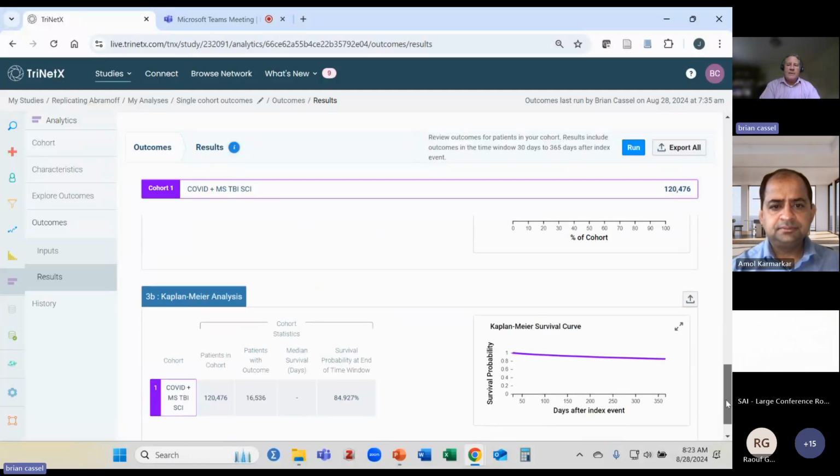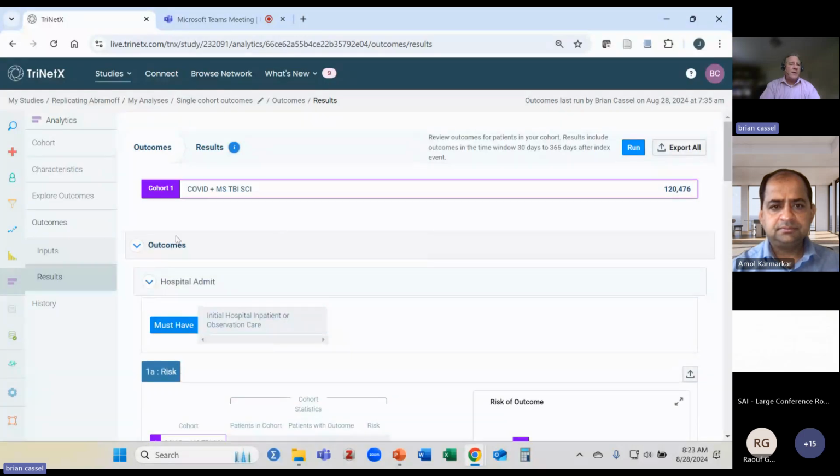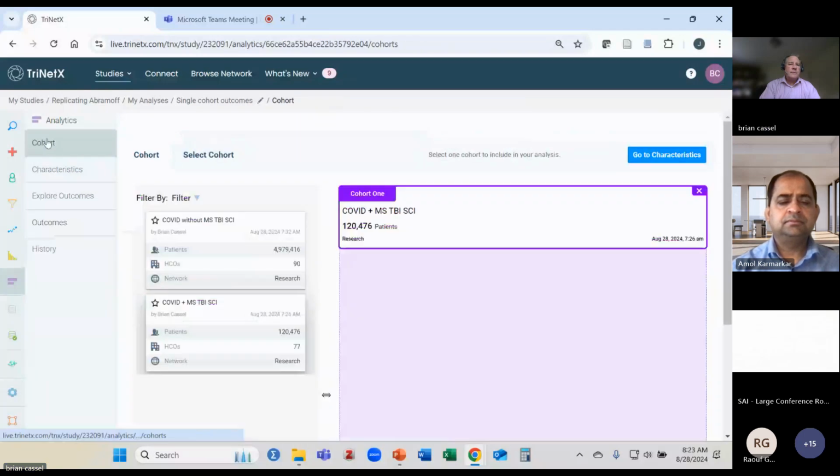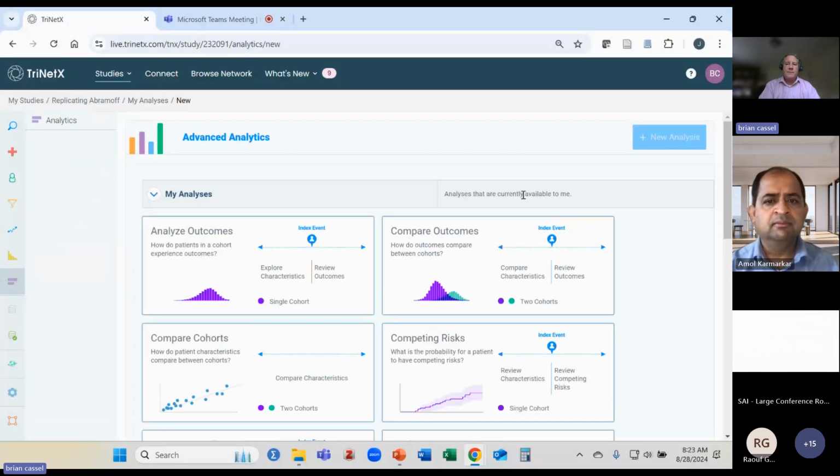And you can look at the time. I find this to be pretty useful before I go into comparing cohorts on outcomes and doing the matching, because when I do the matching, it's going to reduce my sample to the matched people.